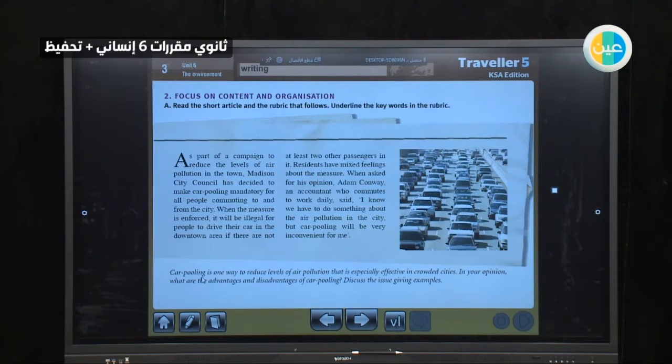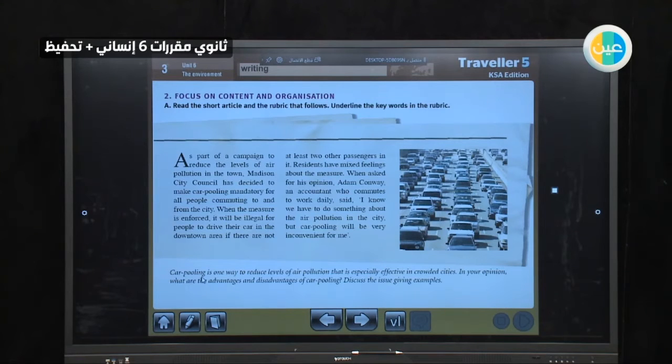Okay, let's start. As part of a campaign to reduce the levels of air pollution in the town, Madison City Council has decided to make carpooling mandatory for all people commuting to and from the city. So, they decided to force people to use carpooling to go to and come from the city. Okay, when the measure is enforced, it will be illegal for people to drive their car in the downtown area if there are not at least 2 other passengers in it. So at least 3 people will have to use 1 car each time. It's forced, it's a rule. If you don't do this, it's illegal.